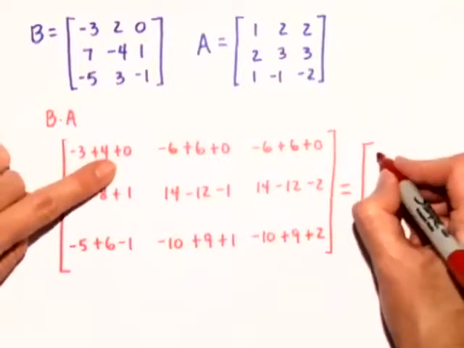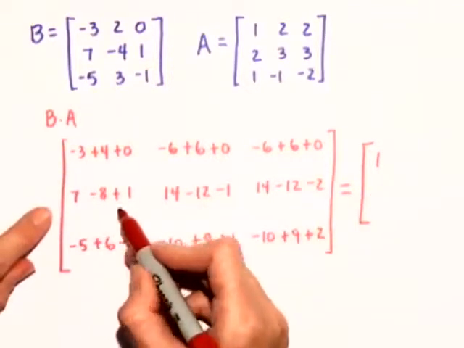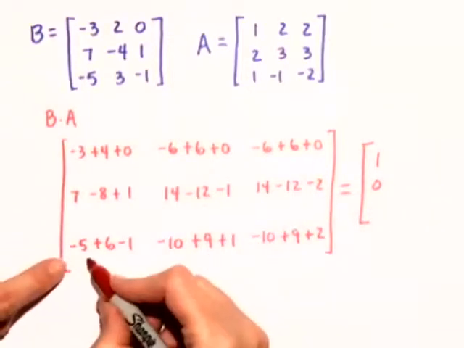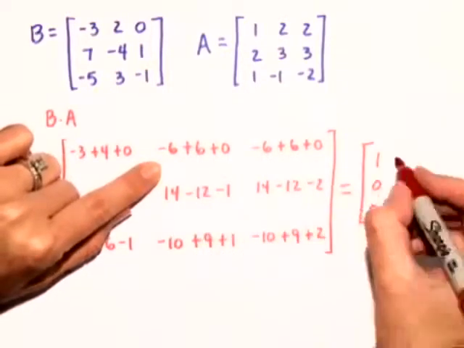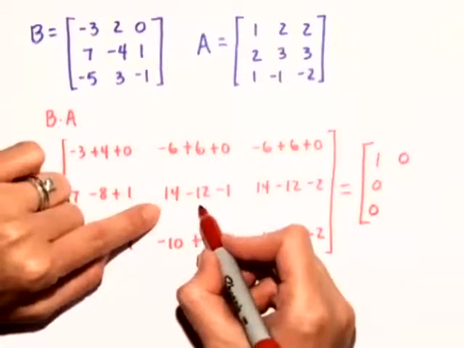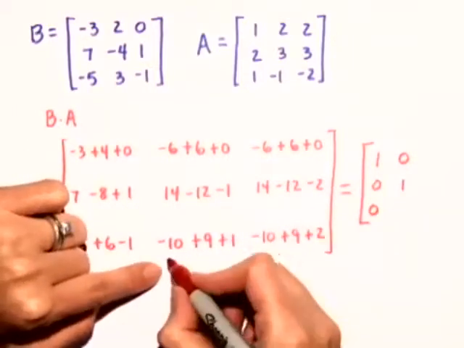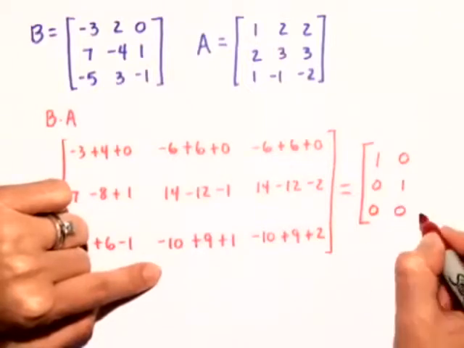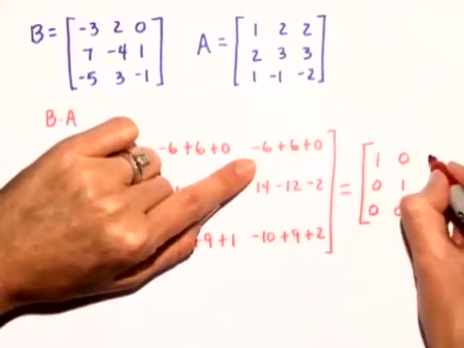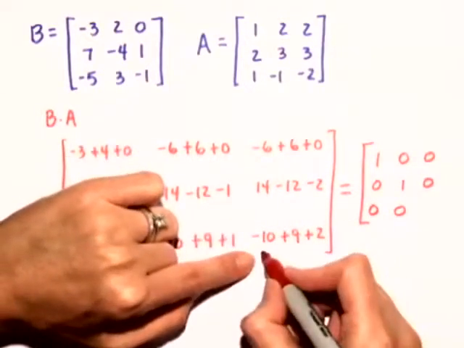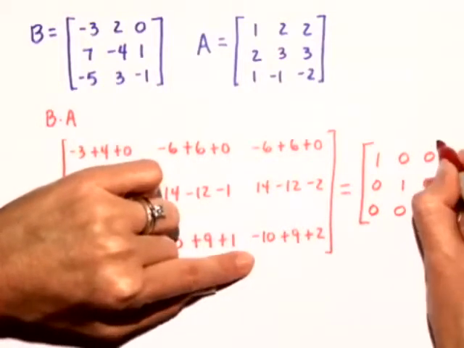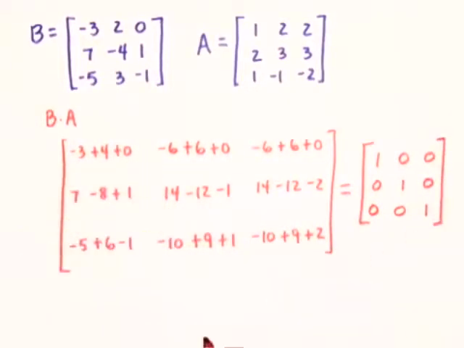Negative 3 plus 4 plus 0 is 1. 7 minus 8 plus 1 is 0. Negative 5 plus 6 minus 1 is 0. Negative 6 plus 6 plus 0 is 0. 14 minus 12 minus 1 is 1. Negative 10 plus 9 plus 1 is 0. Negative 6 plus 6 plus 0 is 0. 14 minus 12 minus 2 is 0. And negative 10 plus 9 plus 2 is 1. So not only have we shown that A times B is the identity matrix, but also B times A is the identity matrix, so B is the inverse of A.